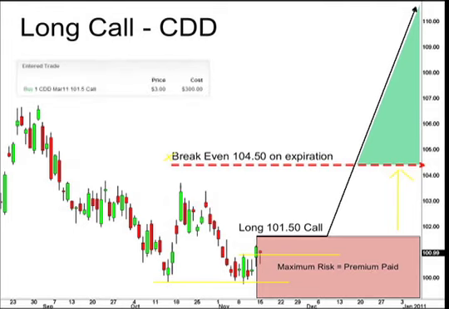Now, you can see here that the entered trade would be quite simple. We'd be looking to buy one CDD March 101.50 call option. This gives us all the way out until March, in fact, to participate. And this is going to cost us $3 per contract, but when we do our multiplication, you can see that it's going to cost us $300.